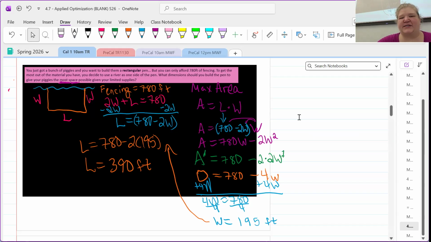Like here, they could ask, what is that maximum area? And we could just do 195 times 390. And if they wanted, they could say each pig needs 50 square feet of space. So how many pigs could you have? So we could take that area divided by 50 square feet and then say, okay, here's how many pigs you can have.